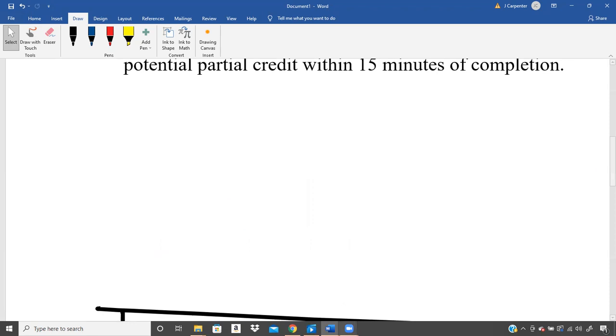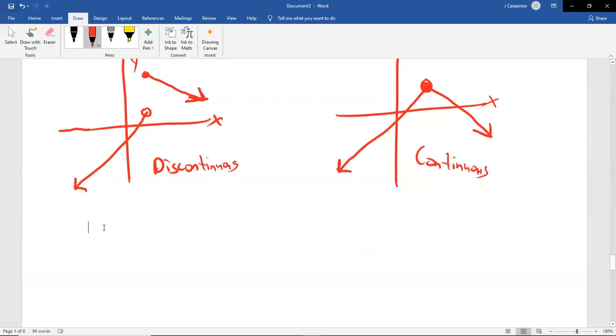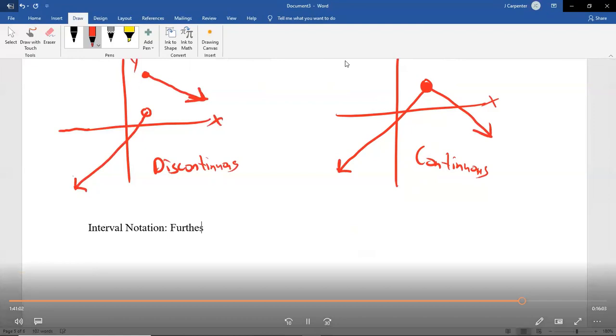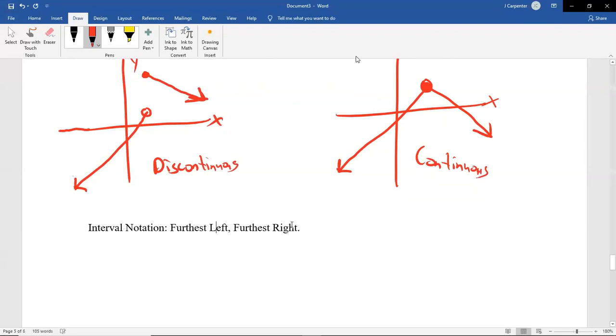All right, let's pick up where we left off. And here we go. Interval notation. It always goes furthest left, comma, furthest right. And the comma is always there. Then surround with parentheses and or brackets, depending on the problem.